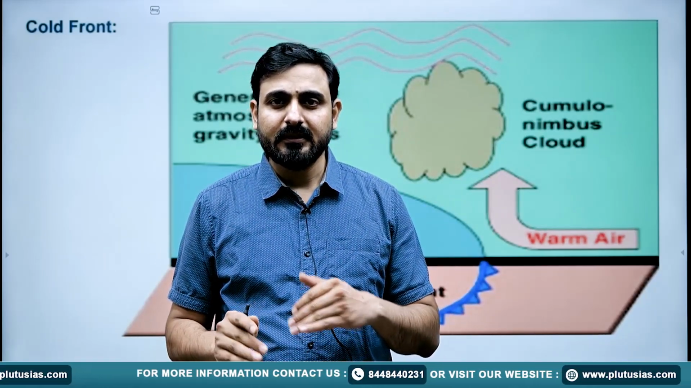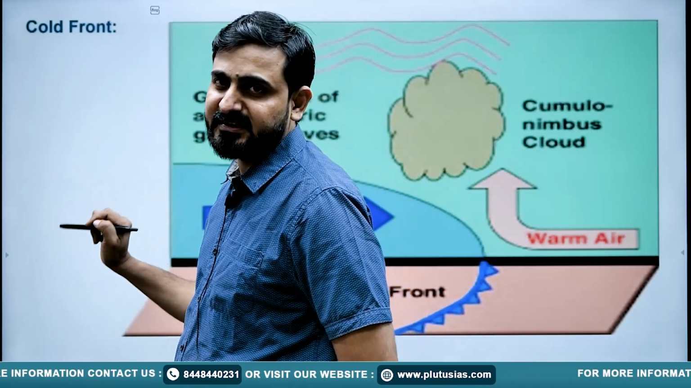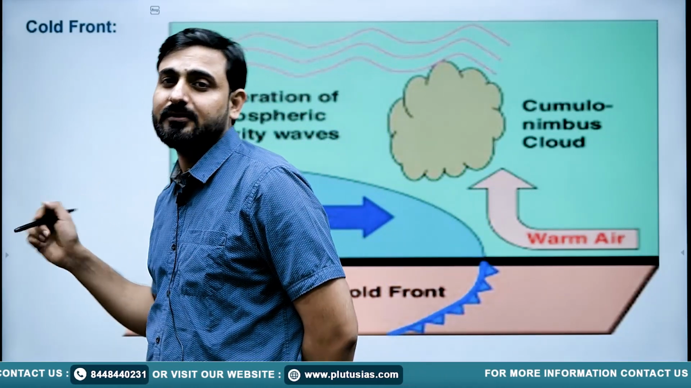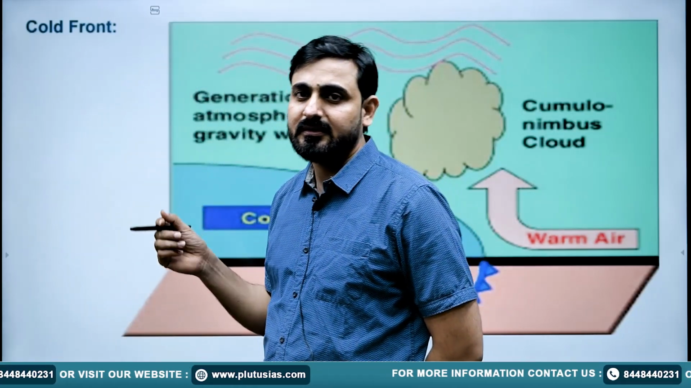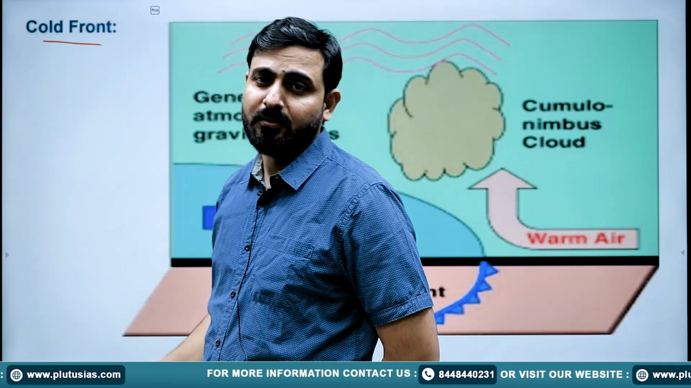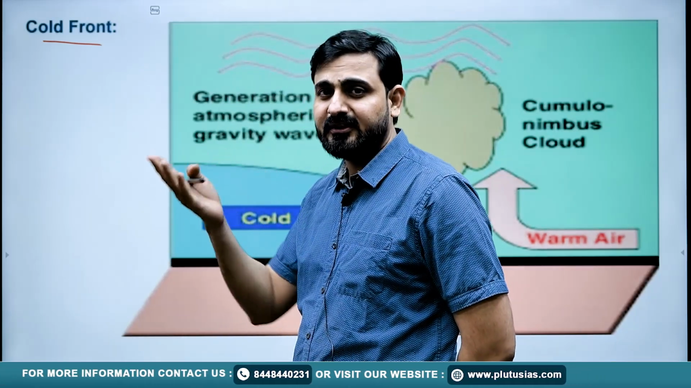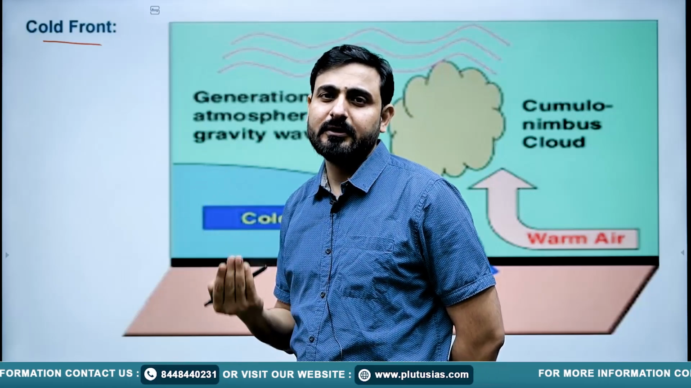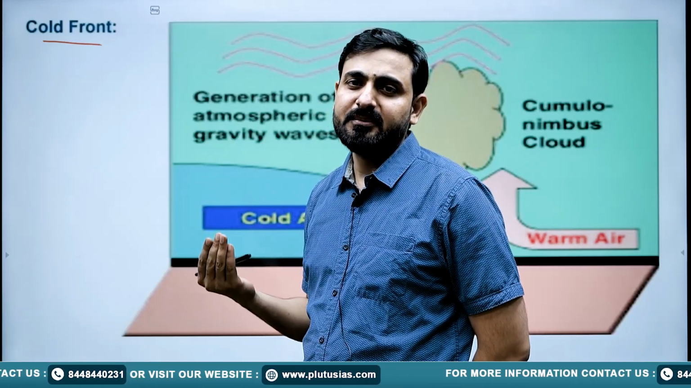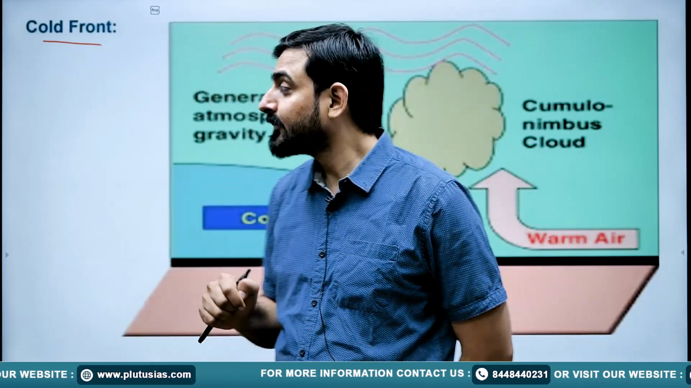So based on the characteristics of that voluminous air mass, we can define a cold air mass or warm air mass. Generally, cold air masses move from polar regions towards the equatorial region, while warm air masses move from equatorial regions towards the polar region.